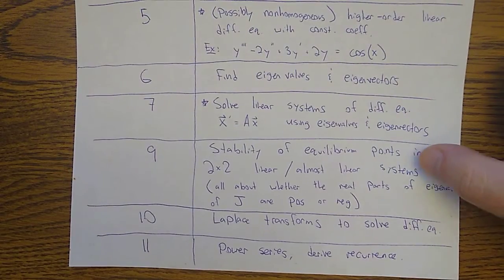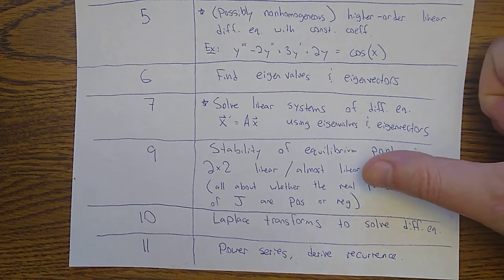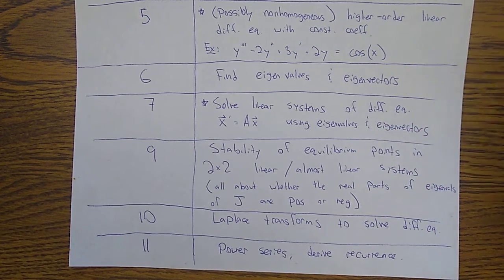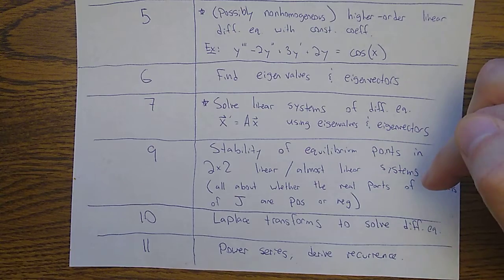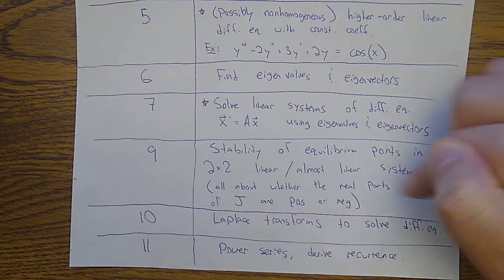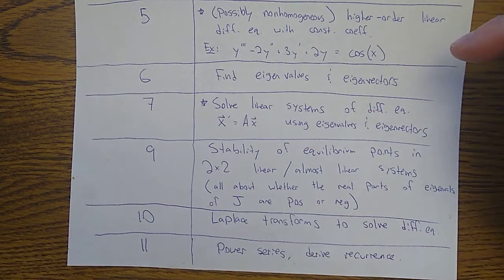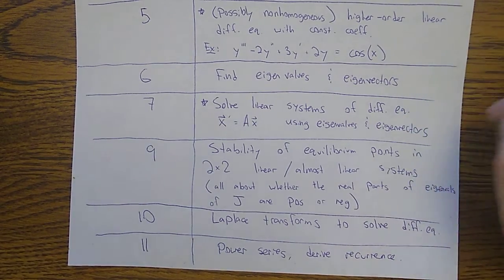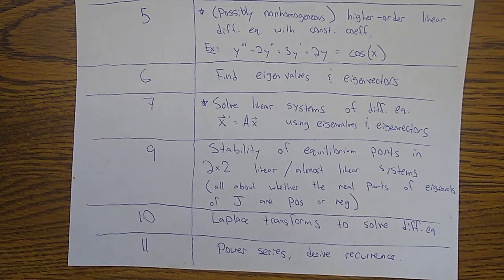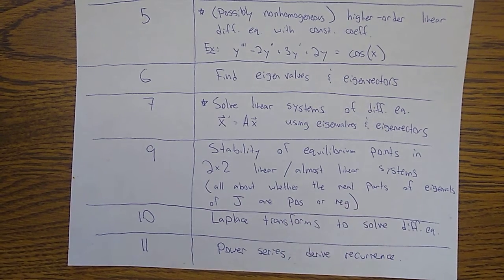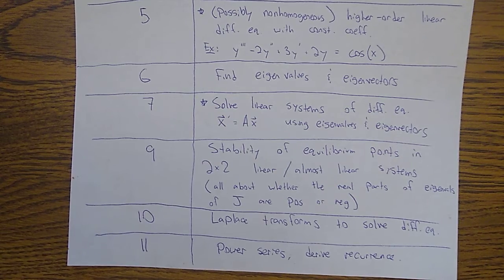Anyway, chapter 9. Chapter 9 was the stability, and now this is where we were talking about 2x2 systems. If you remember, just to jog your memory, this all boils down to the eigenvalues of the Jacobian matrix. In particular, you look at the real parts of the eigenvalues, because the eigenvalues might be complex, and you look at whether they're positive or negative, and that tells you the answer.